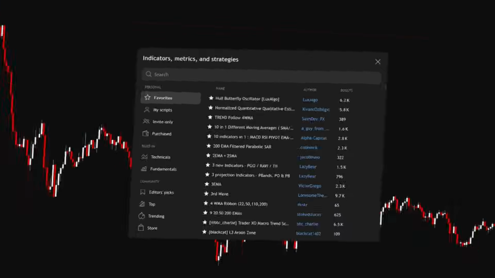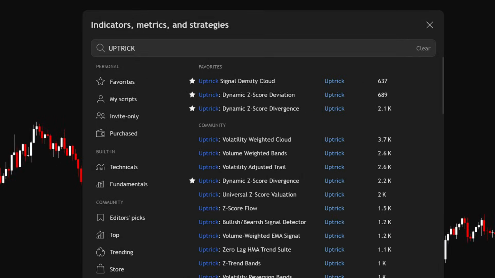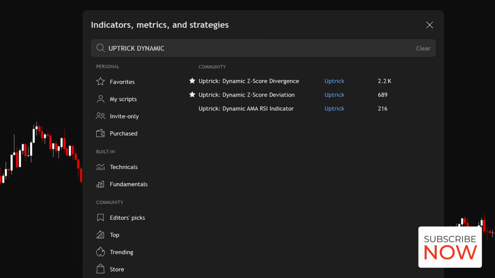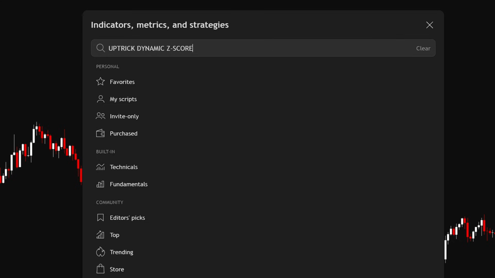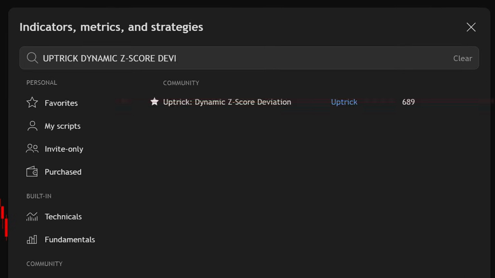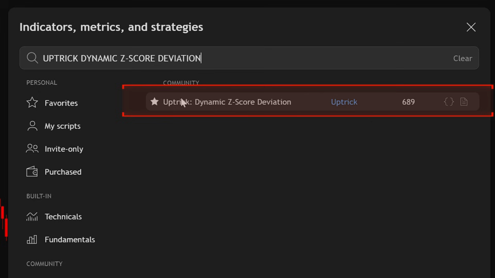We'll use one free indicator as the example, the Dynamic Z-Score Deviation indicator. But the rules you're about to learn fix the exact mistake that causes most false signals. And the important rule doesn't come right away. So if you skip ahead, you miss the part that actually changes results.